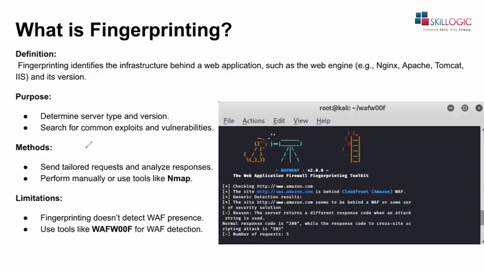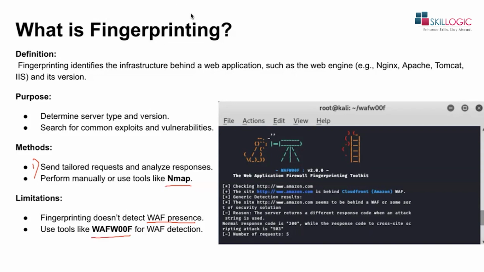If you talk about the methods, the first method you can perform is sending custom-tailored requests. By observing how the server responds, one can guess its type, or you can use tools like Nmap. It automates the fingerprinting by analyzing the website responses. But the limitation of fingerprinting is that fingerprinting alone doesn't detect web application firewall presence. So to check for a web application firewall, we need tools like this.